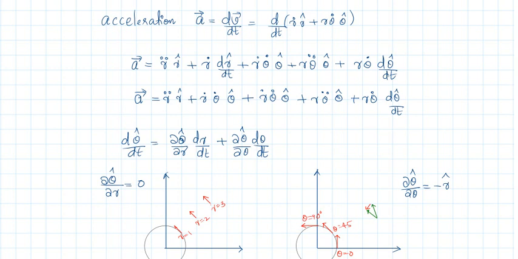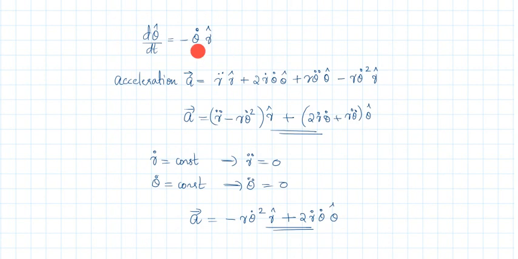If you draw two nearby theta cap, that will be something like this. This is the initial one, then finally it will tilt a little bit more. So the change is represented by this arrow and this will of course be along minus r cap, because r cap is radially outward, this is looking into the center, radially inward, the direction is minus r cap. Dou theta cap by dou theta is minus r cap. Therefore d theta cap by dt is minus theta dot r cap.